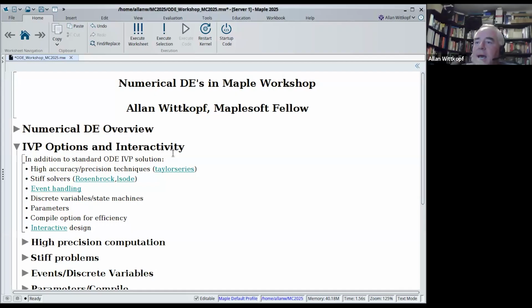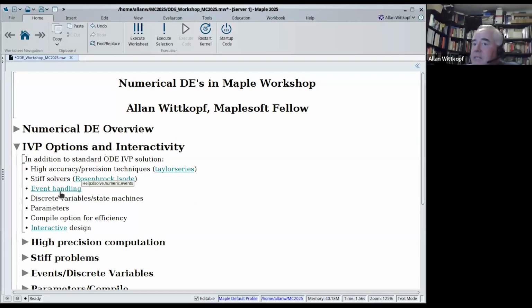So we have high accuracy techniques like Taylor series, and I'm going to briefly demonstrate how fast that is. We have stiff solvers like Rosenbrock and LSODE. We have handling events. These are discrete actions that happen in the course of integration. You can reinitialize, you can run a state machine. And like I said, discrete variable state machines is kind of tied into event handling.